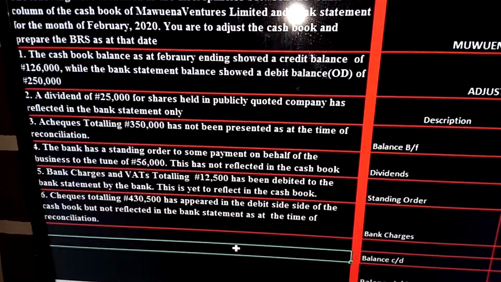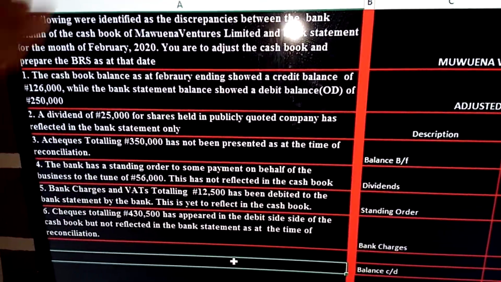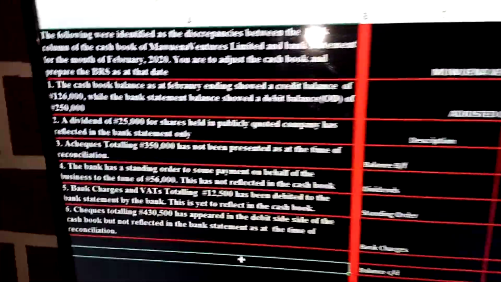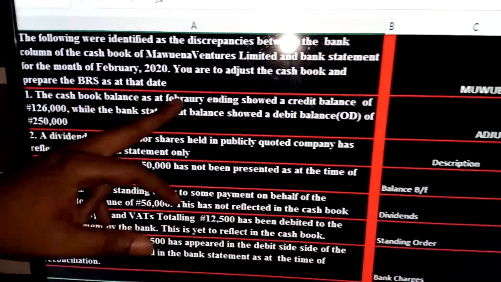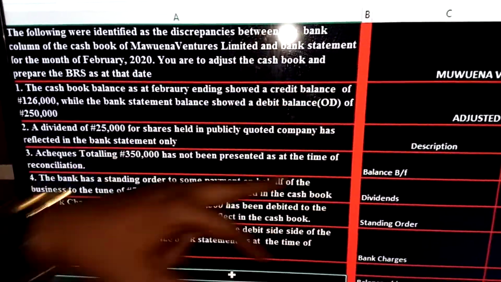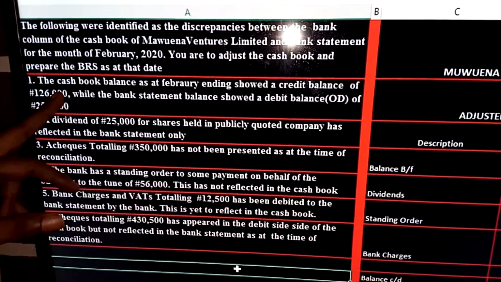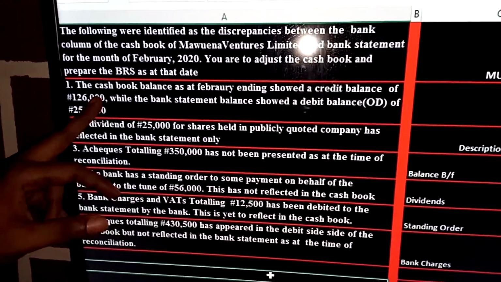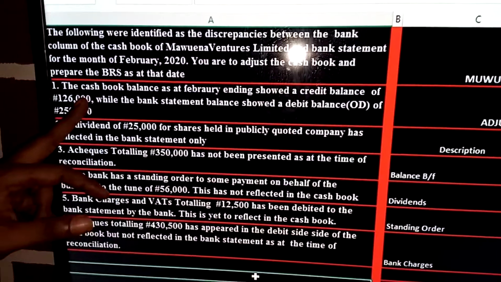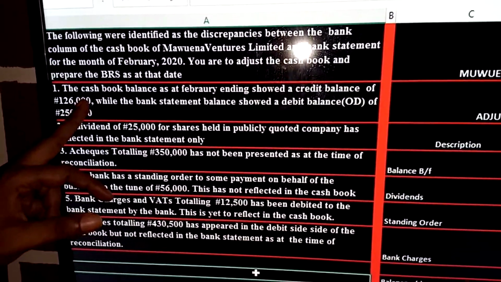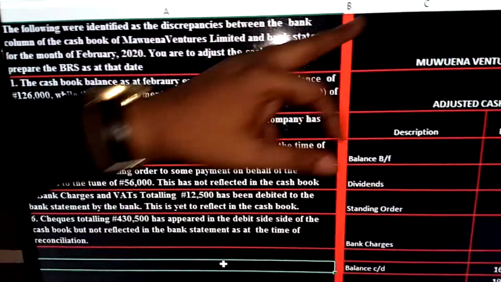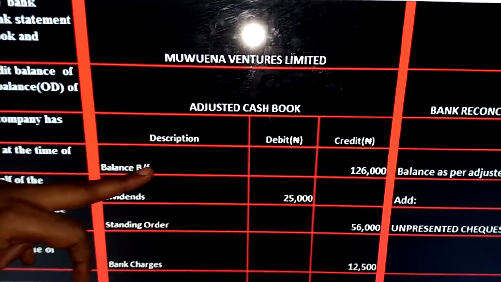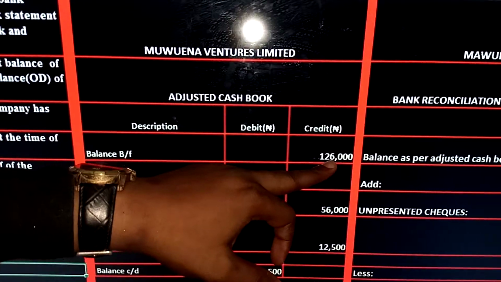The identified discrepancies. So with this, we prepare the adjusted cash book. So what's the first item here? The cash book balance as at February ending showed a credit balance of 126,000. Remember I said credit balance means what? That the credit side is higher than the debit side. So that means the balance brought forward will be in the credit side. So now we have here Mawina Ventures adjusted cash book, balance brought forward 126,000.